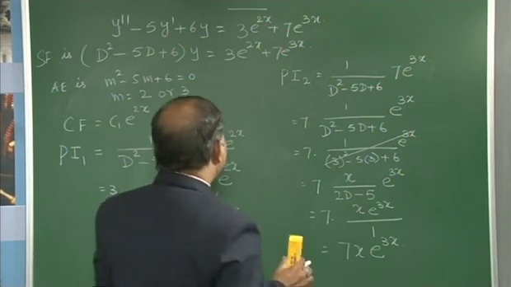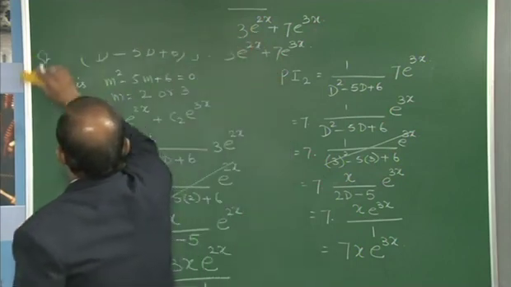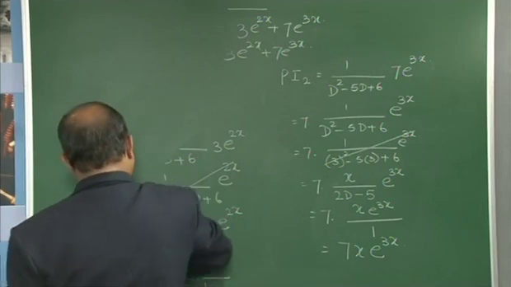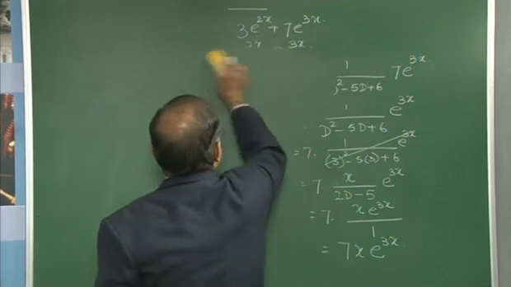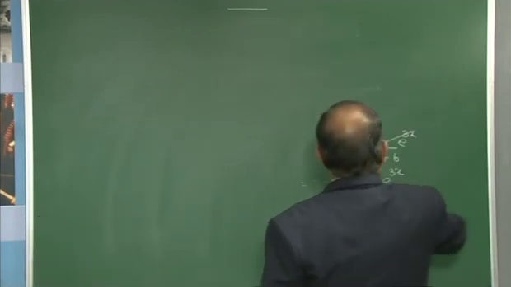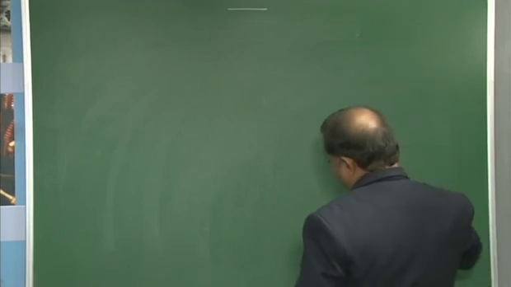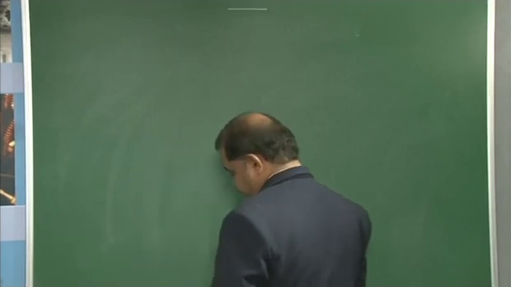Now one more example. You may ask, sir, how many times it may become 0? It is left to the problem, but you remember the procedure. You multiply by x, differentiate the denominator, that many number of times it becomes 0.